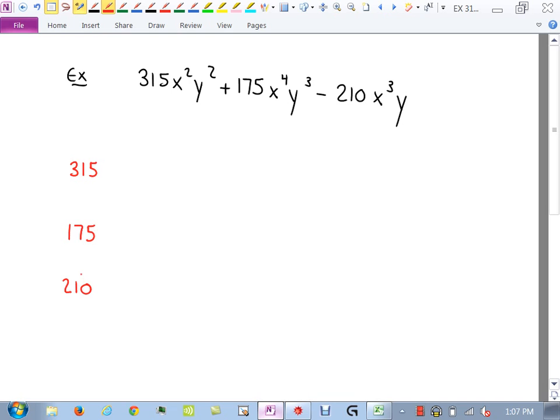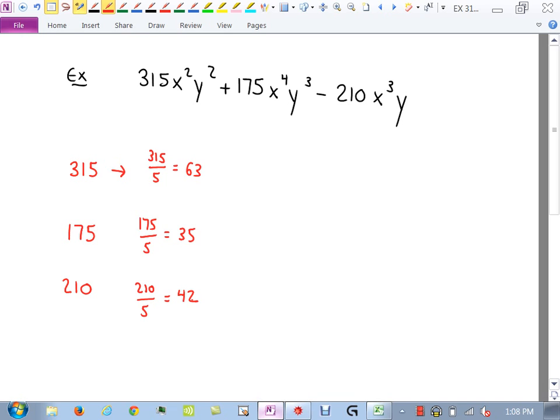What number do you know goes into all of those? 5. Everyone should be comfortable with the idea that if the number ends with 5 or 0, it's divisible by 5, right? So take 315 divided by 5. What is it? 63. Now take 175 and divide it by 5. 35. Take 210 divided by 5. 42.